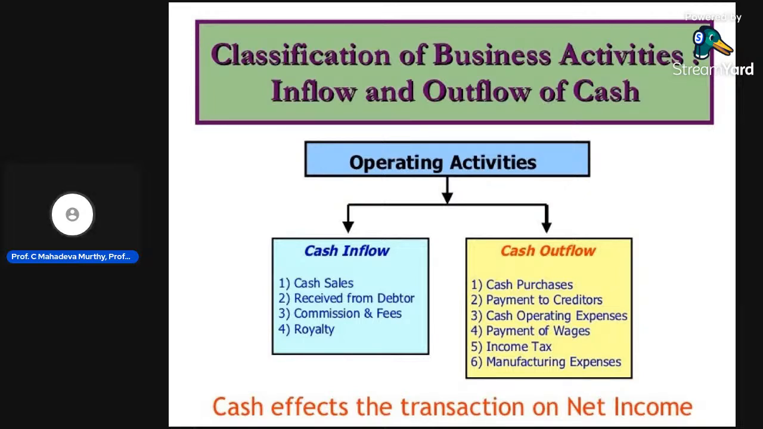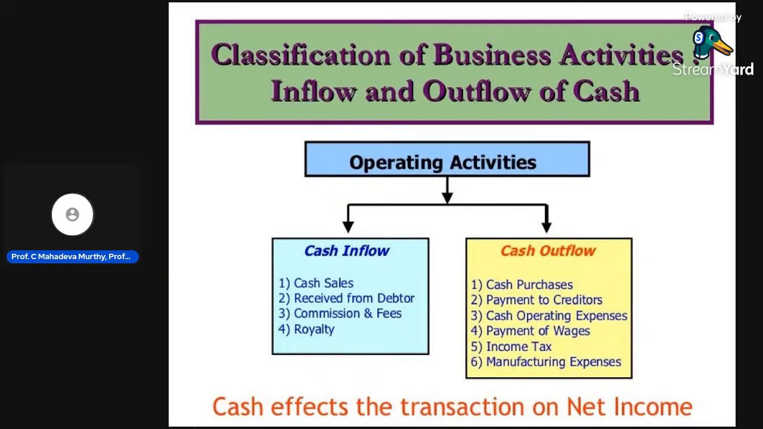Then here, classification of business activity, inflow and outflow of cash. What are all the operating activities? There are three categories: operating, investing, and financing. Under the first one, operating activity, cash inflows may be in the form of cash sales, cash received from debtors, commission and fees, and royalty. These are all the cash inflows from operating activity.